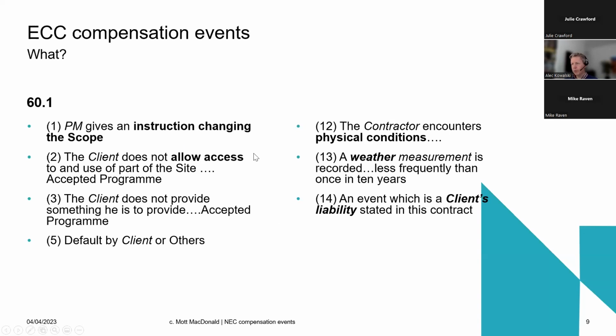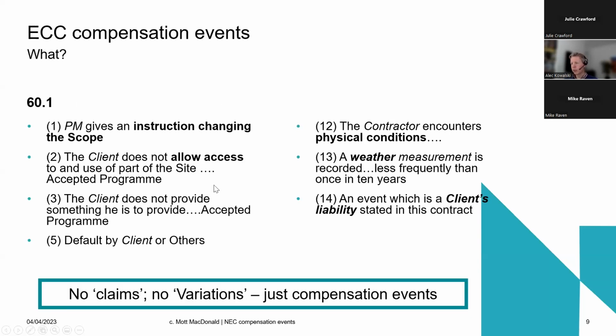Okay, so this is just a few to give you a flavour. As I say, there's 21 listed under clause 60.1. So you can go and look those up. Other terminology often gets used from other contracts. Claims comes from lawyers. It's a legal term. I think variations comes from JCT contracts. We're working on an NEC contract, so let's get our head in the game. Let's start using NEC terminology. So we talk about compensation events.